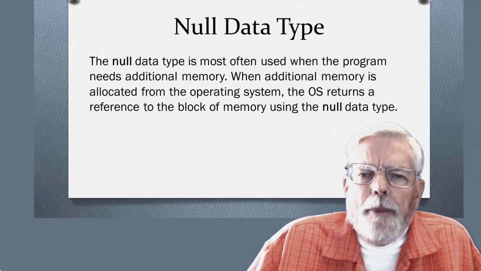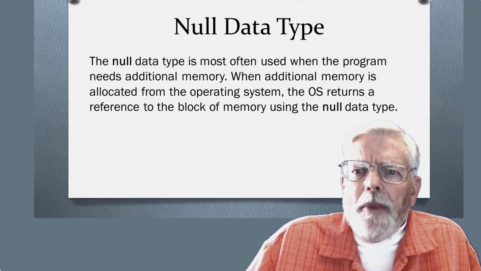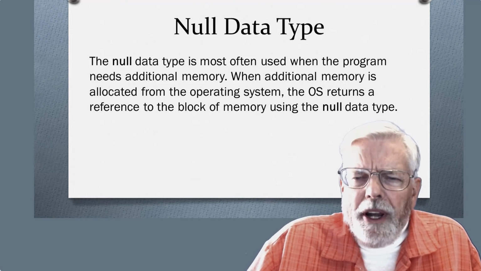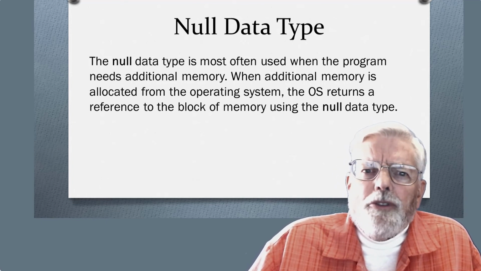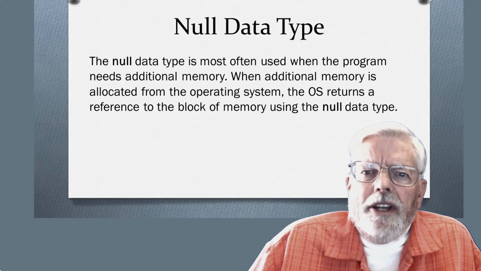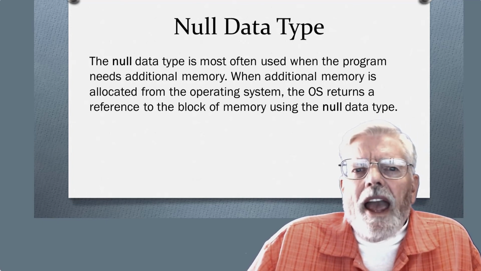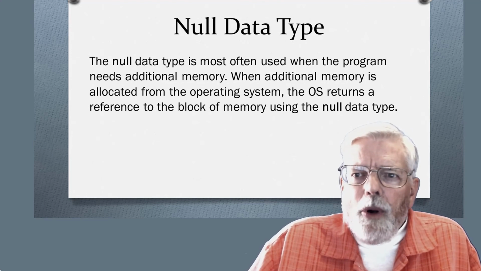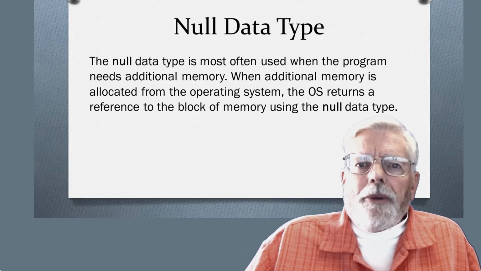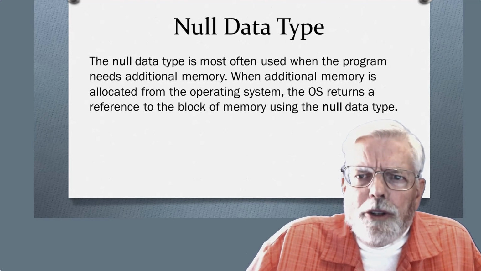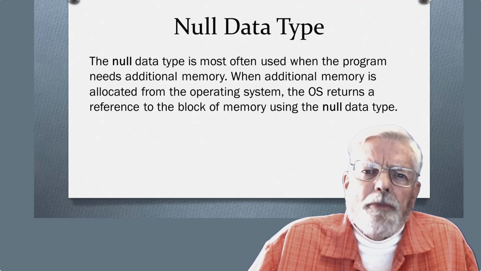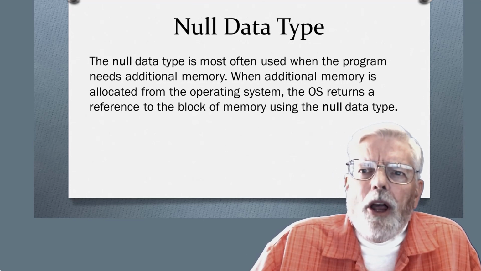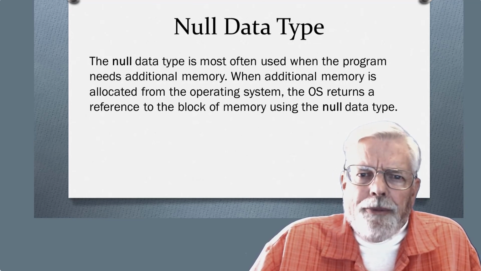The null data type is most often used when the program needs additional memory. When additional memory is allocated from the operating system, the OS returns a reference to the block of memory using the null data type. The OS has no idea of how the block of memory is going to be used by the program. It just provides the memory. Before the program can use the memory, it must typecast to something like int, char, or another data type to identify how the block of memory will be used internally.